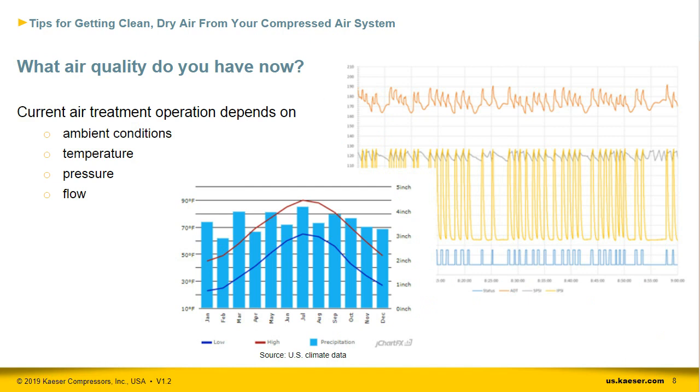Now that we've defined a few things, let's talk about what you actually have and how you can tell if it's appropriate. Air quality can change over the course of a year or really over the course of a day. Your dryers and filters are also dependent on what you put in. Grayson's going to talk more about the types of dryers and Liam about the types of filtration, but in general, inlet temperature, inlet pressure, and inlet flow all have an effect on your air quality.